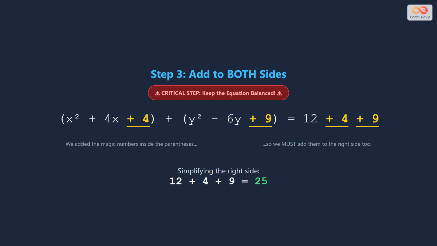This is the step where most mistakes happen. We add 4 inside the x parenthesis and 9 inside the y parenthesis. Because we added 4 and 9 to the left side, we must add 4 and 9 to the right side as well. On the right, 12 plus 4 plus 9 equals 25.